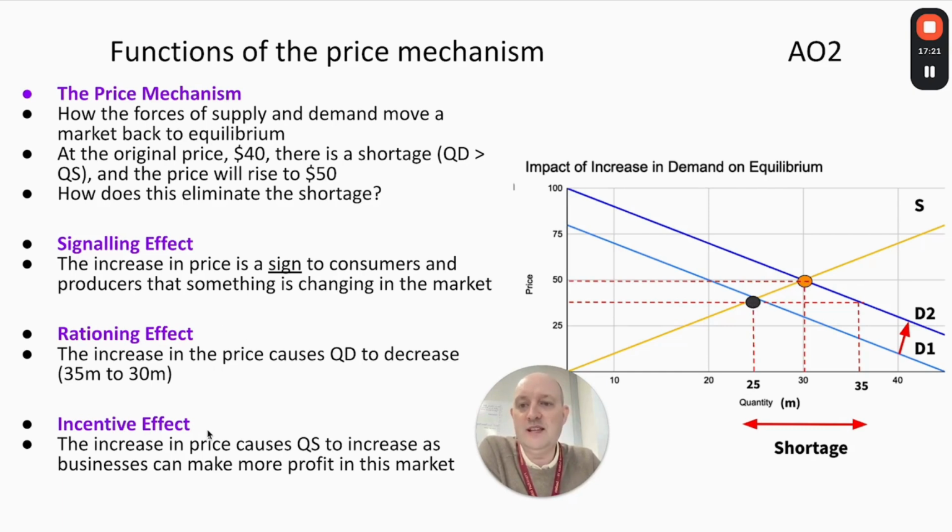So the rationing and incentive effects reduce the shortage. The rationing effect reduces the quantity demanded, and the incentive effect increases the quantity supplied until we get back to $50, where the market is in equilibrium.